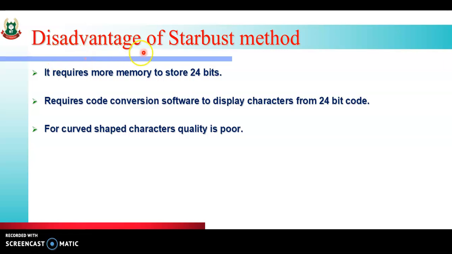Next point is disadvantages of starburst method. As we store 24 bits for a single character, it requires more memory. So this is one of the biggest disadvantages. Then it requires code conversion software to display characters from the 24-bit code.